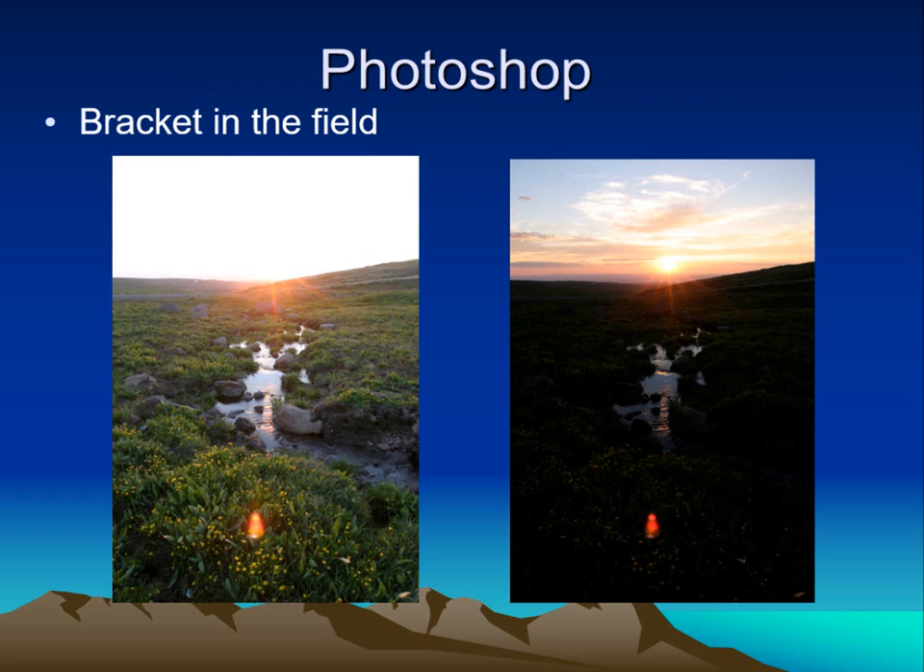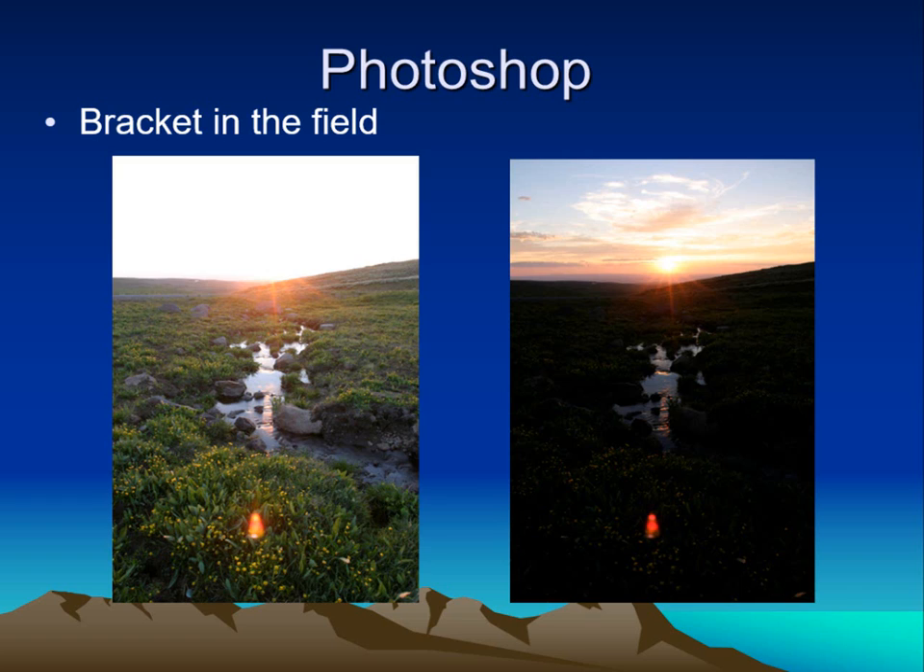Okay, finally, some of the last things here is I do a tremendous amount of bracketing in the field in one-stop increments, usually a -1, -2, +1, +2, because I like to exposure blend various images to get a full dynamic range composition. So if you look on the left here, that's the picture that's great for the foreground. If you look at the right, that's the picture that's great for the sky.